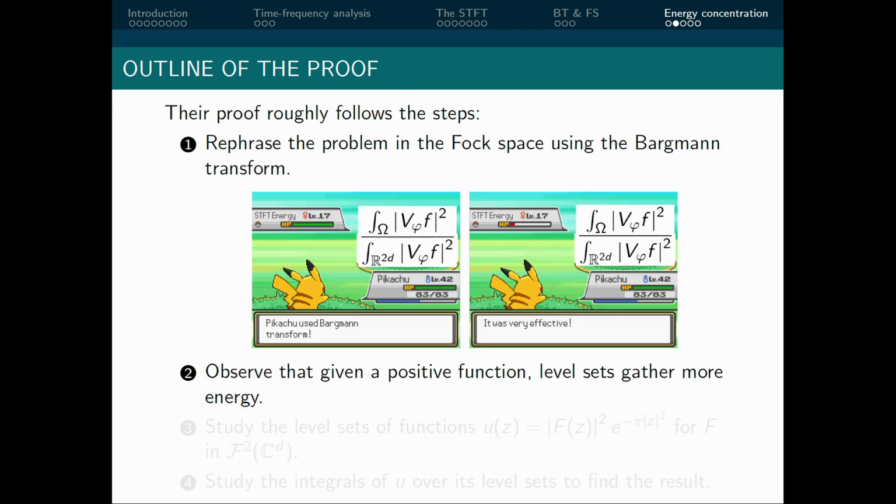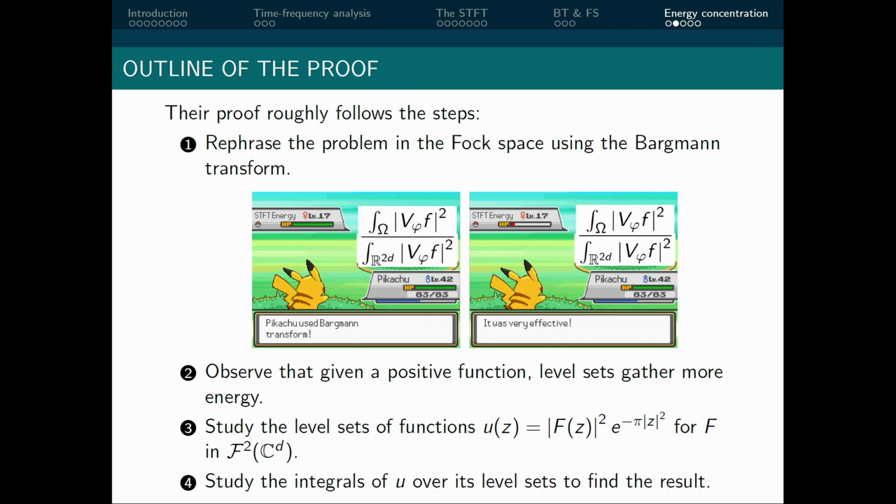And then you study the level sets of the functions that lie in the Fock space. Which are these? Well, this is what's in the integral of the norm of a function in the Fock space, that's what you work with in the problem. But anyway, you look at the level sets, and then you find the result eventually with some geometric measure theory and some other techniques.